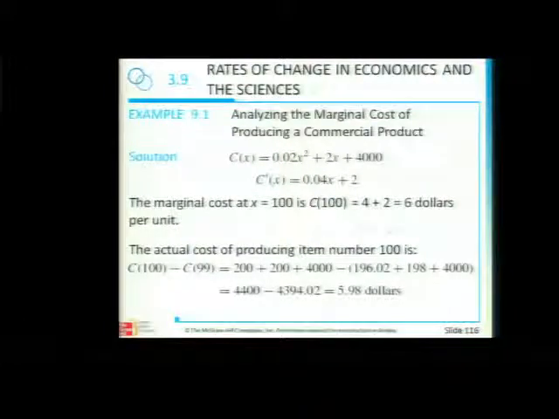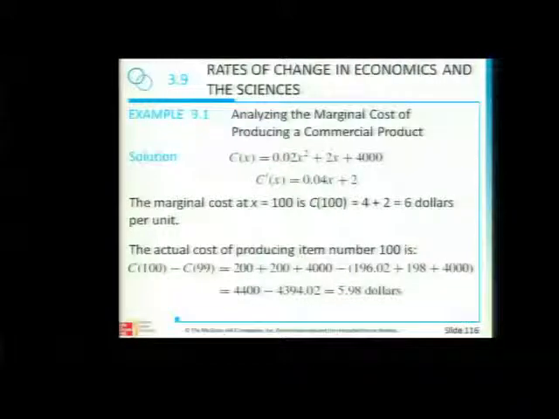So that is the marginal cost. All right, so now let's work out the actual cost. Of course, the actual cost we can work out from the cost function, right? If the company produces 100 products, then x will be 100. You put x equal to 100 into the cost function, you get the total cost to produce 100 units. And then if we subtract the cost to produce 99 units, then this will be the actual cost to produce the 100th unit, isn't it? So we take C(100) minus C(99).